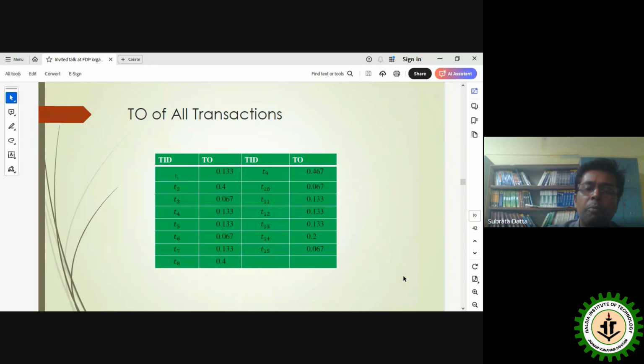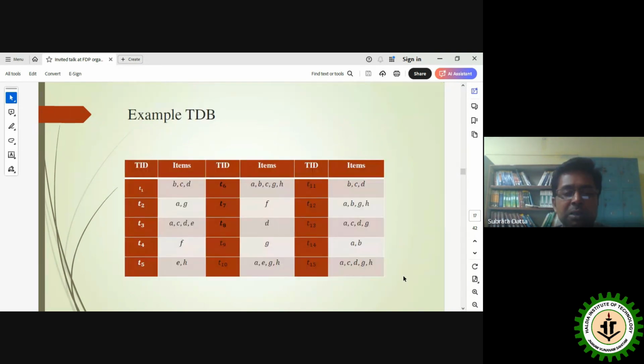If we go back to the database and consider the set of supporting transactions of AG, that is T2, then comes T10, then T12, T30, T15. So where this set of items occurs, those are known as the set of supporting transactions.